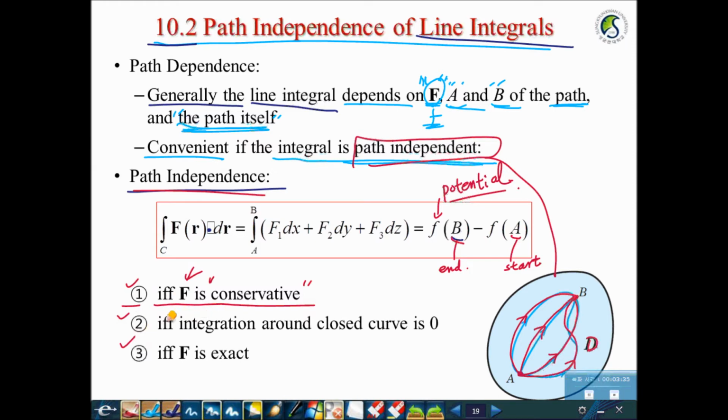If the vector field F is conservative, then it's path independent, and this calculation is true. The second one: if and only if the integration around a closed curve is 0, then it's path independent. The third one: if the vector field F is exact, then it's path independent. I'm going to explain each one.